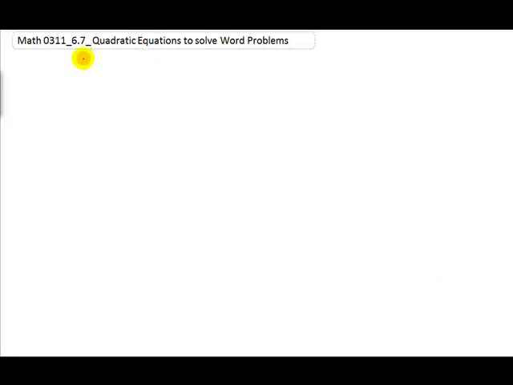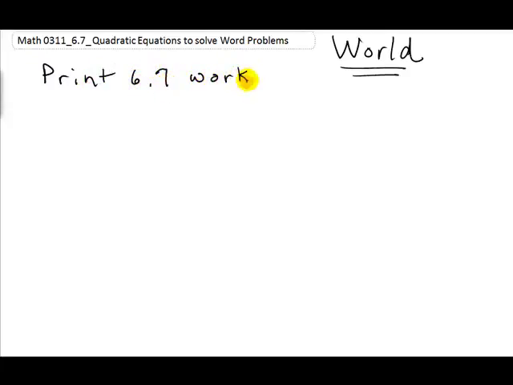In 6.7, we will talk about word problems. A lot of people are afraid of word problems, but they're really about the real world. Your whole life is one big fat word problem. So this shouldn't be too scary, but I know they are. It will be helpful if you print the 6.7 worksheet. That's what I will be referring to here.